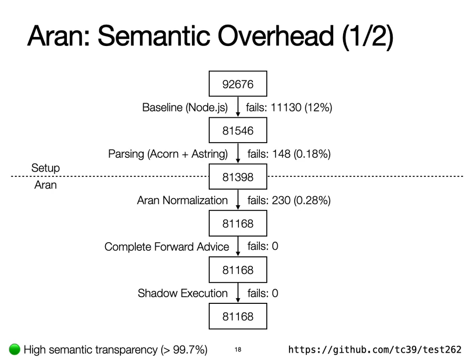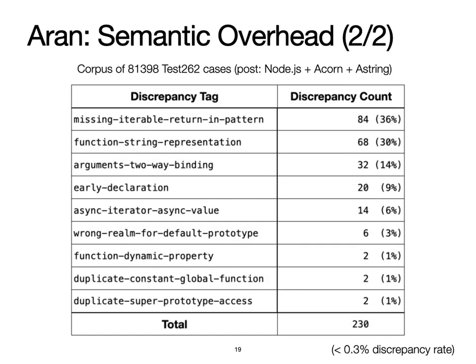Most of the failures were because Node.js was lagging behind the specification. Then Aran normalization introduced 230 failures, and the 2 other analyses did not introduce additional failures. The bottom line is that my framework introduced very little semantic overhead, with a success rate of more than 99.7% on test262. Here is how I categorize semantic discrepancies related to Aran.